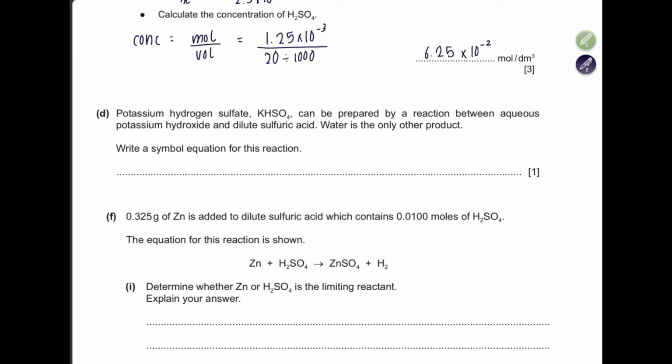Potassium hydrogen sulfate, KHSO4, can be prepared by reaction between aqueous potassium hydroxide, KOH, and dilute sulfuric acid, H2SO4. Water is the only other product. Write a symbol equation. So what is the salt that's produced? It's KHSO4, and everything is balanced.